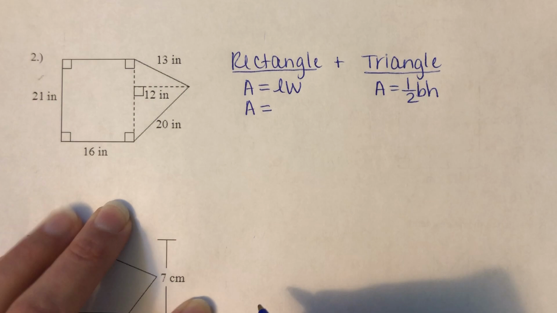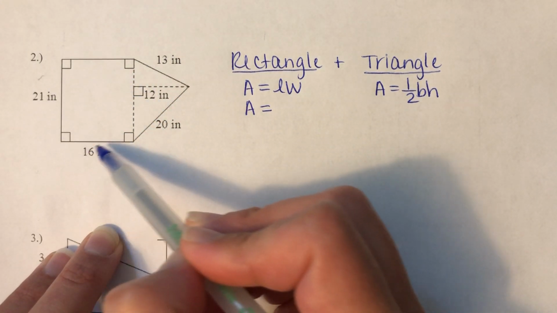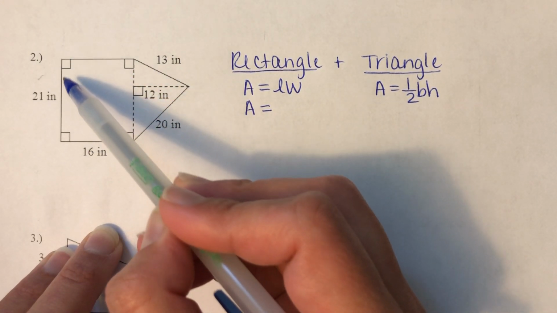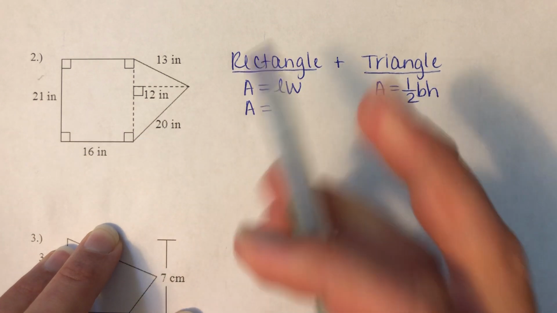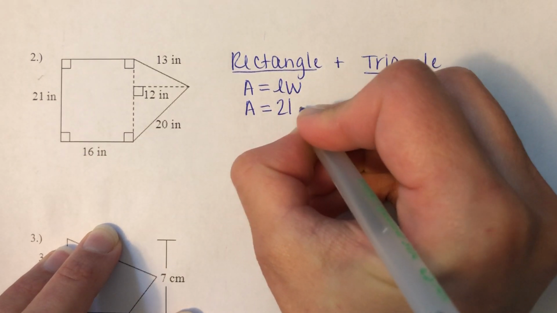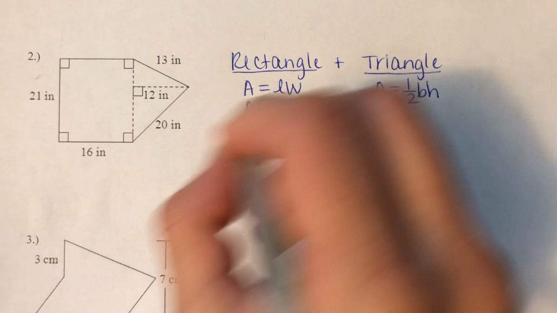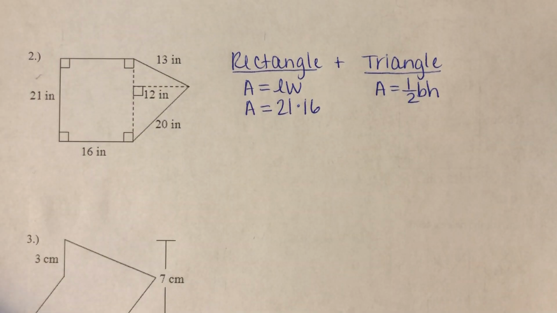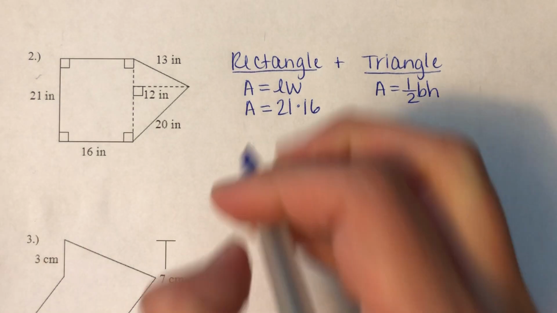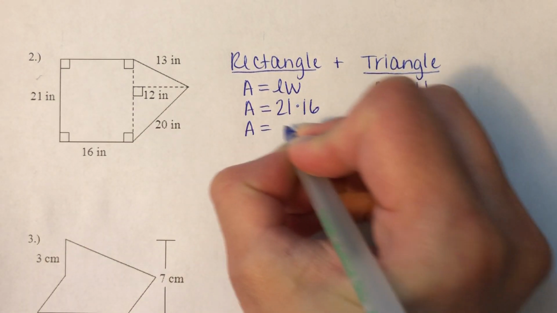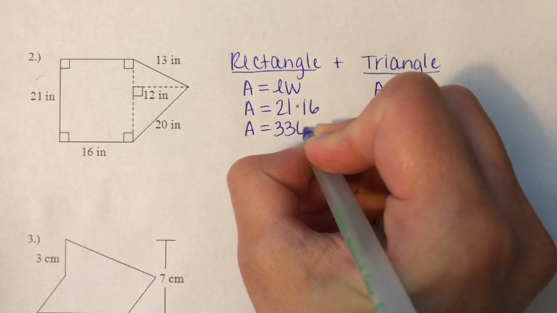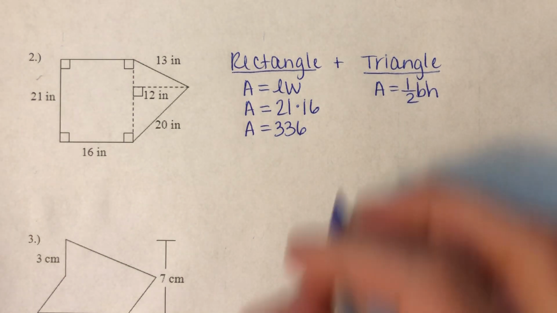All right, let's go to our rectangle. Here's our rectangle over here. Here's my length of 21 and my width of 16. That's nice and easy to pick out. 21 times 16 gives us 336. And that takes care of the rectangle.